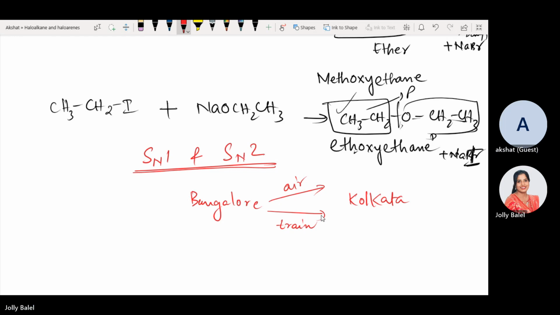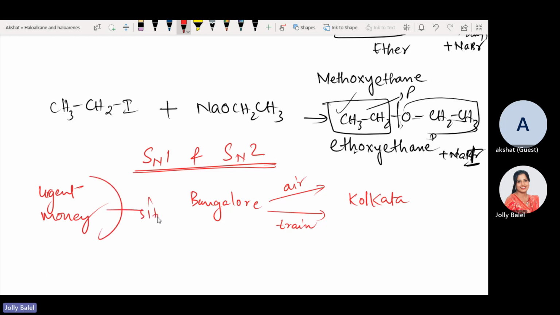In a similar way, if I go in one way, it will be SN2. If I use different transports, it will be SN1. It's not like that. Suppose you are choosing, which one will you choose? It depends upon your situation. Suppose it is urgent and you have money as well, so which route will you take?